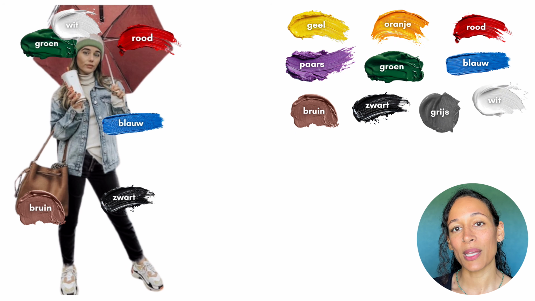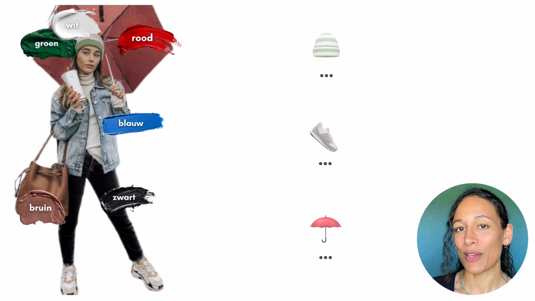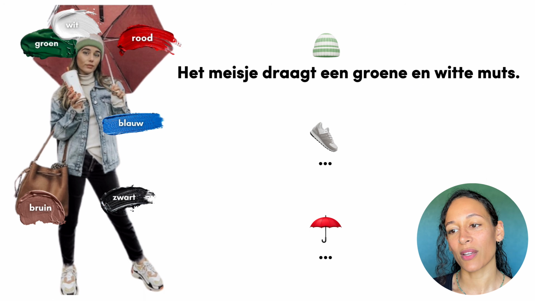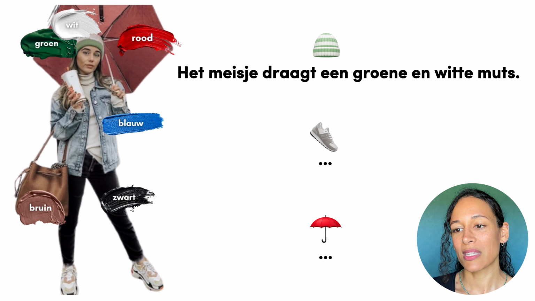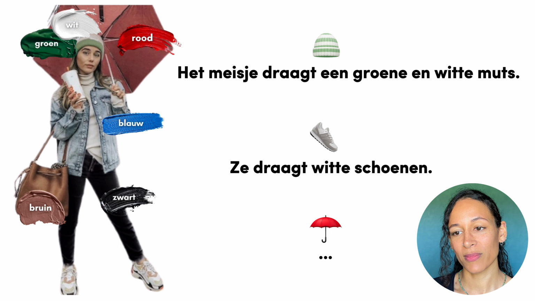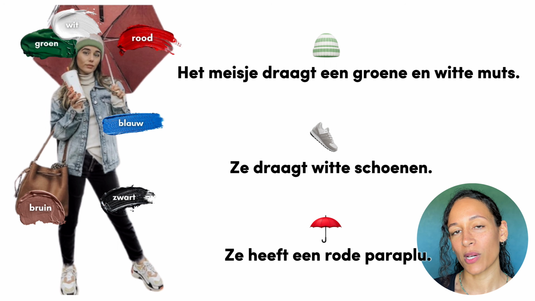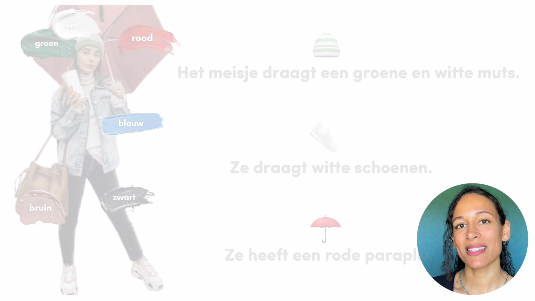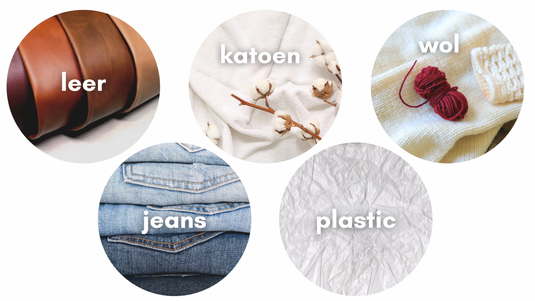You place the color in between the article and the noun, creating something like this. Bijvoorbeeld, het meisje draagt een groene en witte muts. Ze draagt witte schoenen. Ze heeft een rode paraplu. Enzovoort. And so on. Finally, let's take a look at the materials. Here's an overview of common materials.